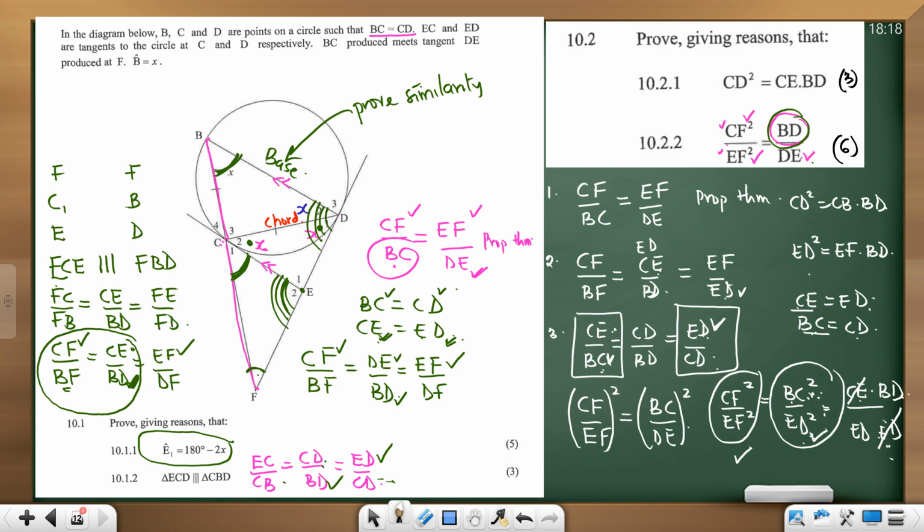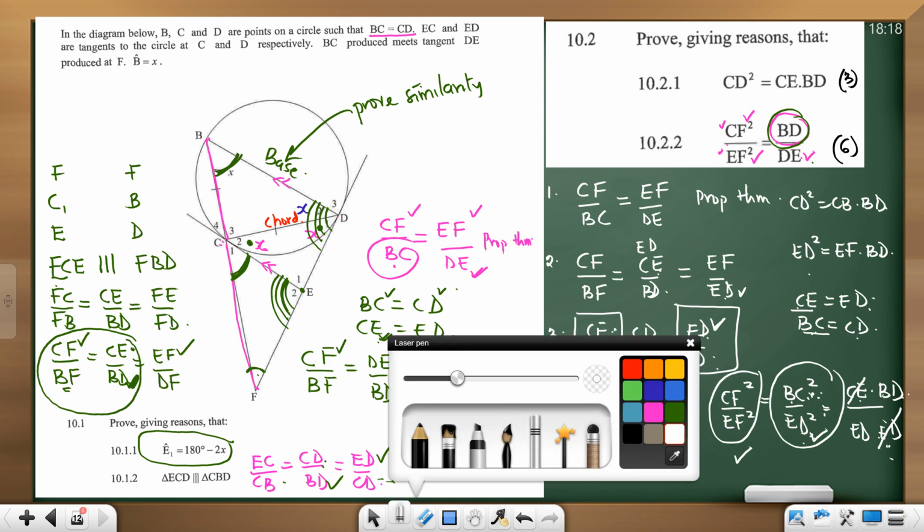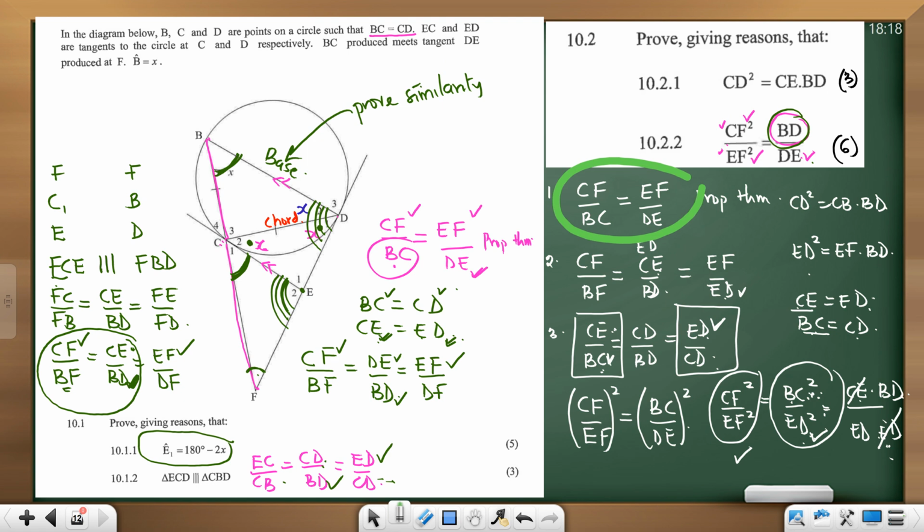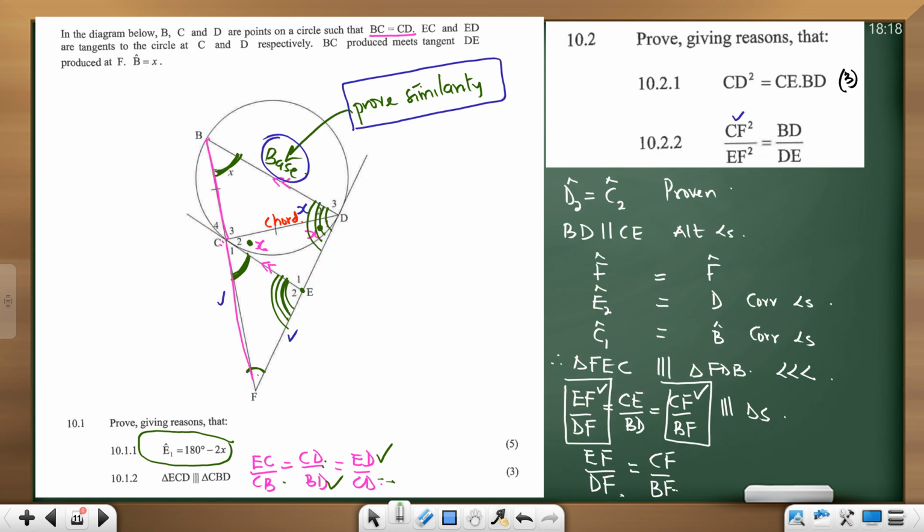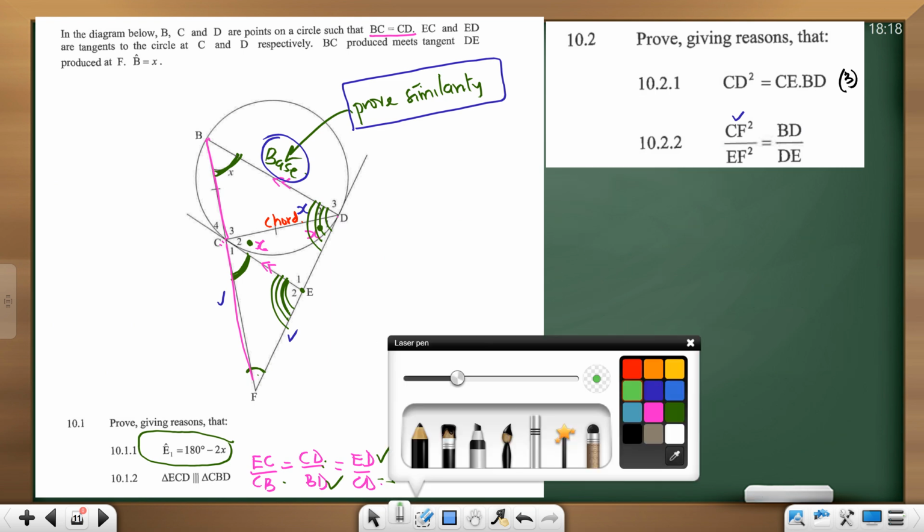Sorry about that. I want my number one ratio, CF over BC, because that's what led me there. I want this ratio because it gave me that, and that made it a lot easier. My bad, sorry. Okay, it's part of the job. That didn't work.